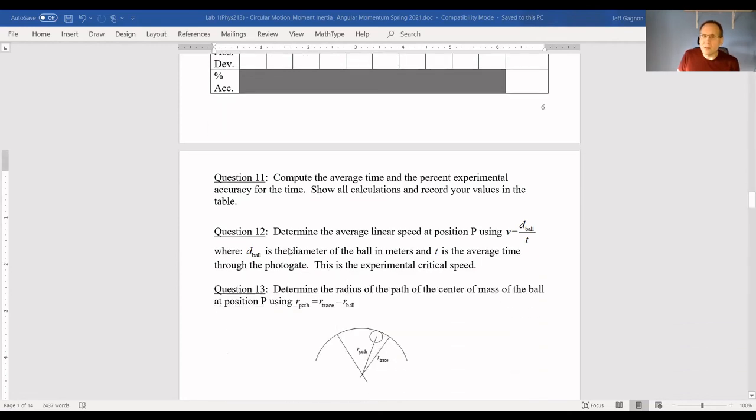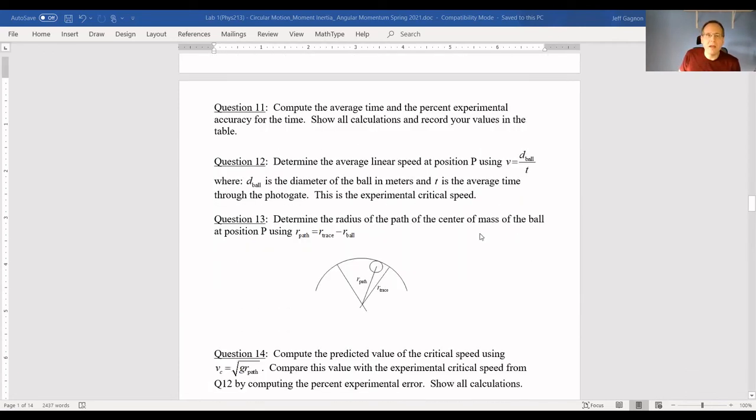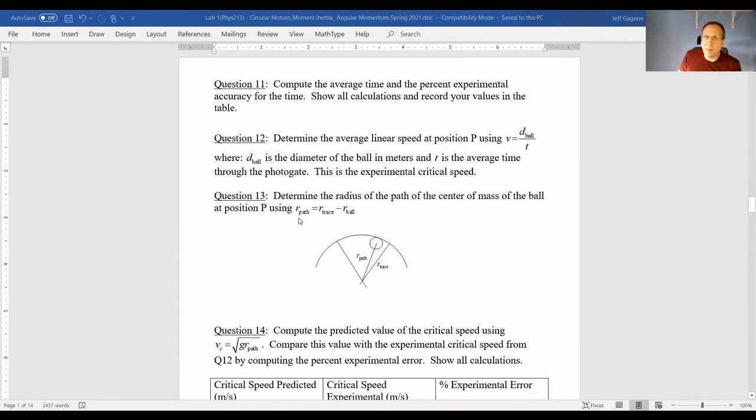Question 12, determine the experimental critical speed, right? So the linear speed at position P, again, by using the diameter of the ball divided by the average time. So now this average time here in this table. Question 13, determine the radius of the path of the ball, but now it's rolling underneath, right? Because it's a loop. So now the R path is going to be the trace of the loop, the radius of the trace, right? When I sketched it out and I figured out the radius of that circle, minus the radius of the ball, right? That'll be our path. So compute that.